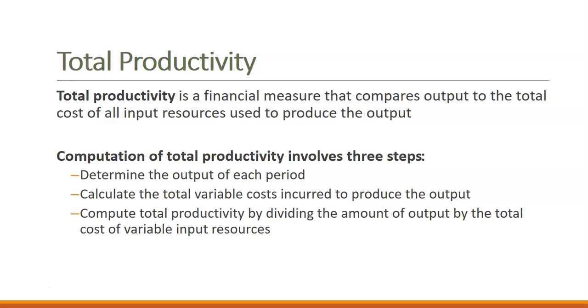For our total productivity, this is total output for total cost of all input resources used to produce the output. When we're looking at total productivity, this involves multiple steps. So first we want to determine what is the output for each period. Then calculate the total variable costs incurred to produce that output, and then compute total productivity by dividing the amount of output by the total cost of variable input resources.